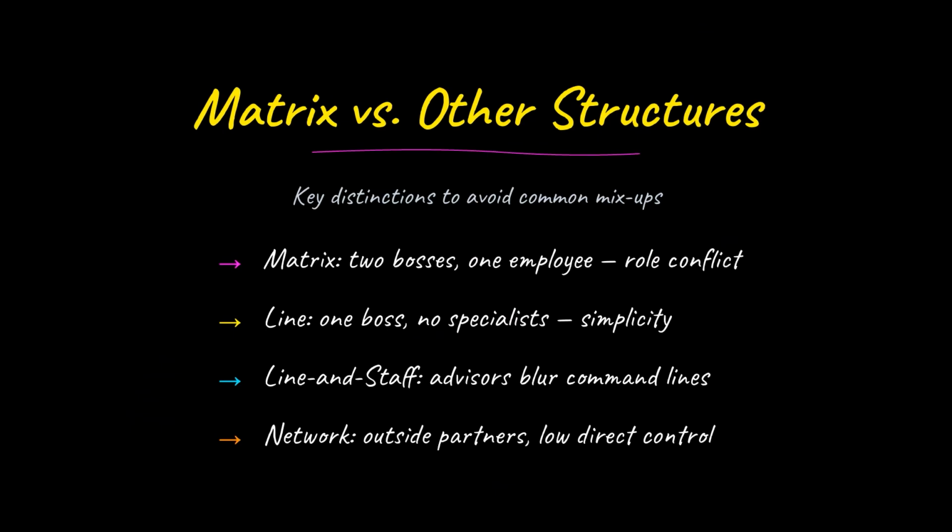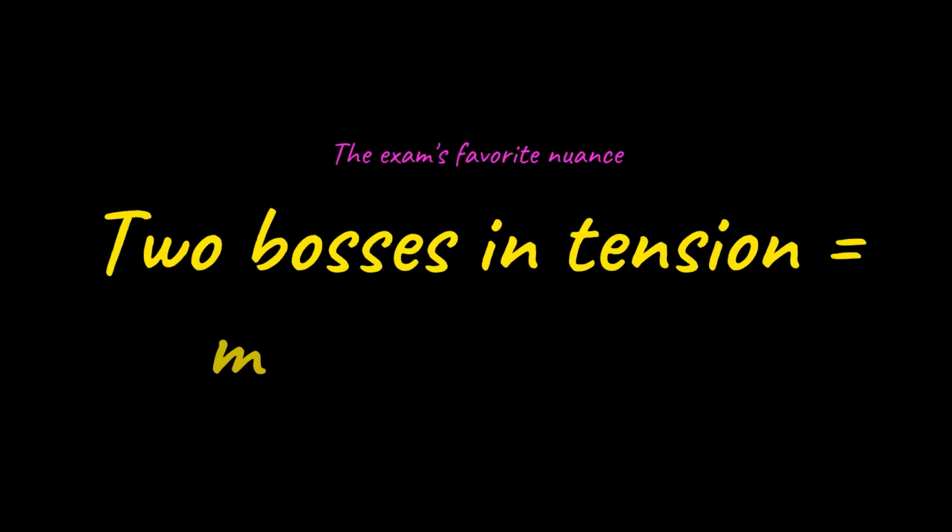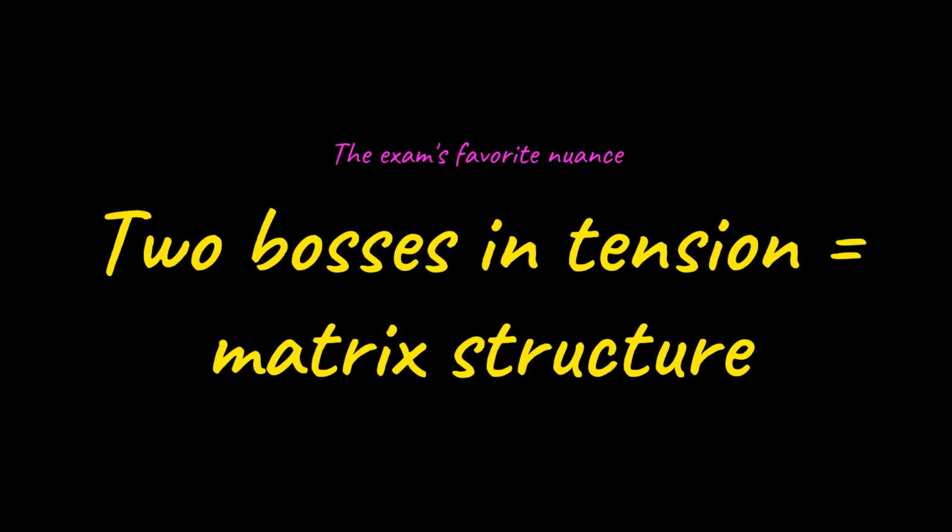That solves a different problem entirely. The matrix structure's signature flaw is its most testable feature: competing orders from two bosses and confusion over whose priorities come first. That symptom is the textbook marker of a matrix under strain.